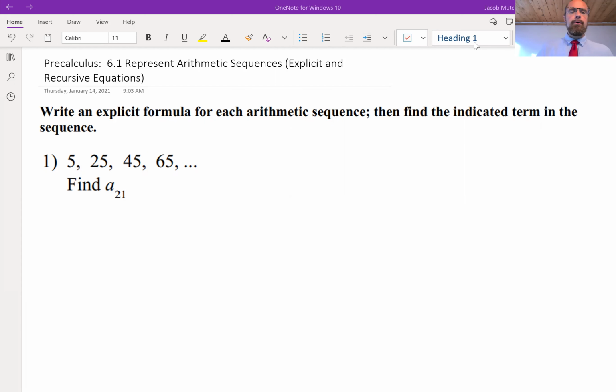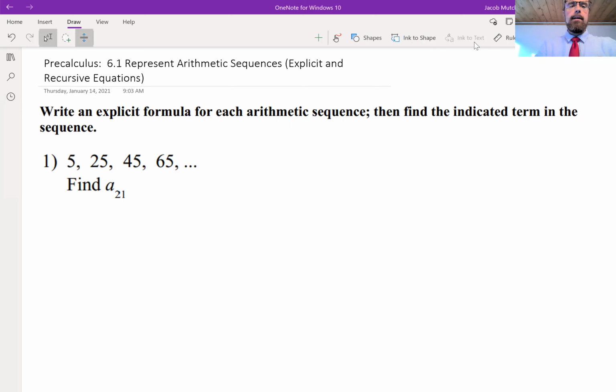Our first example is given here with the first four terms 5, 25, 45, and 65. Ultimately, we want to write an explicit equation to use to find the 21st term in that sequence. So when we are writing an explicit formula, there's two things that we need to find. I need to find what we call the common difference, and I also need to discover my first term. And then I'm going to plug those into a formula that I've got for the explicit formula. So let's find those two things first.